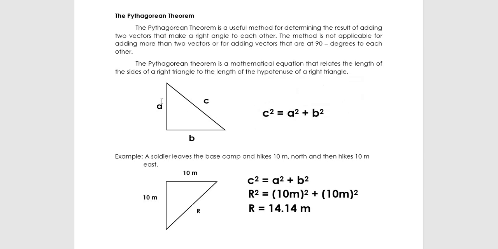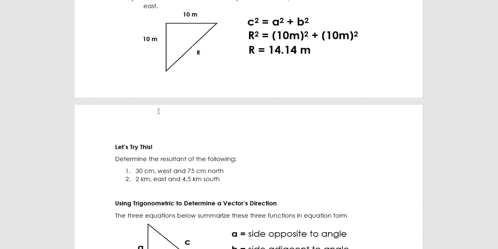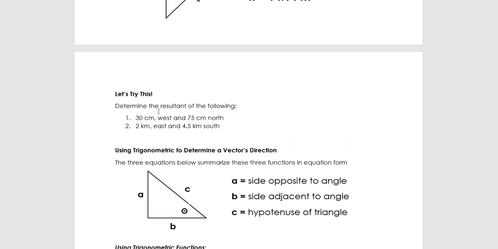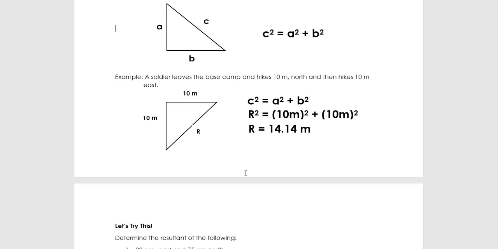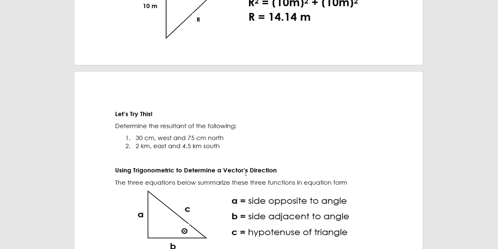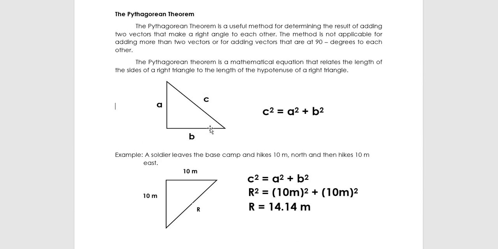So yan. So we have here a right triangle. The A is dito yan, the A is the side opposite to an angle. For example, this is the angle. Meron tayo ditong angle. So A is the opposite. C is the hypotenuse. And then B is the side adjacent to angle. Kung nandito man yung angle, that is the B. Okay?